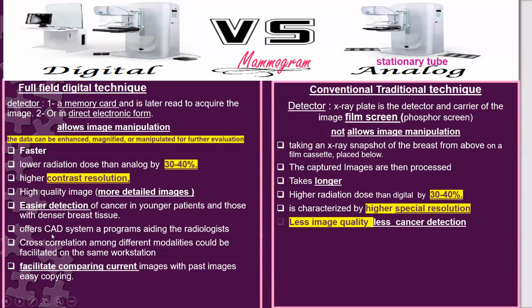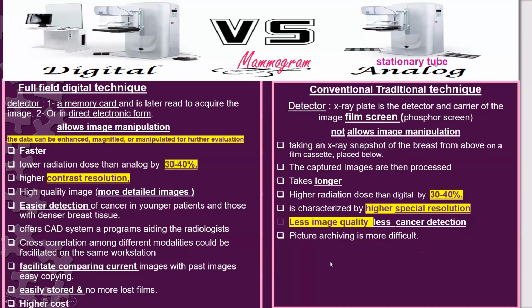And the digital system offers CAD programs aiding the radiologist, and also facilitates cross correlation among different modalities, as well as comparison between current and previous studies, and easy storage with no loss of the film, compared to the difficult picture archival in conventional images.